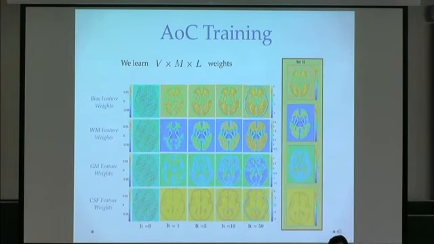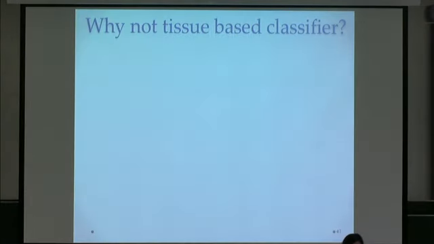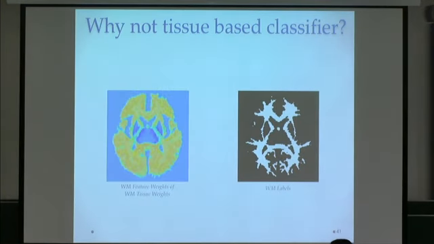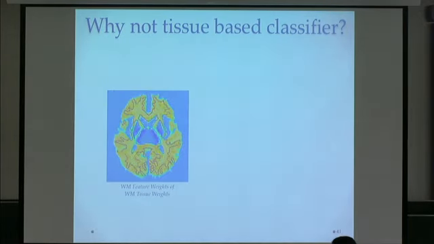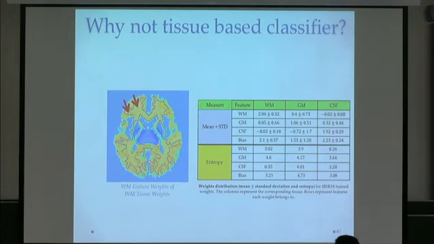Now, one question people may ask is, why not use a tissue classifier? We could, for example, define a classifier, as many people do, for each of the tissues. So here we try to answer this. Here you can see the white matter feature weight for the white matter tissue, and this is the label. We can superimpose, and we can look at two different voxels in more or less the same region of the brain, but you can see that there is a significant difference in terms of intensity. We can actually quantify that.